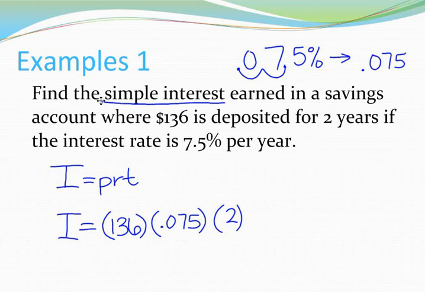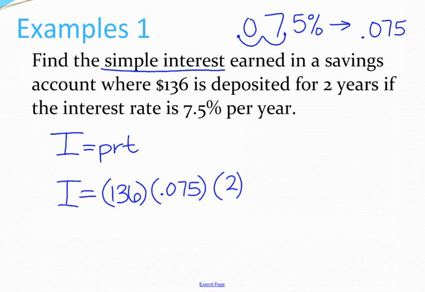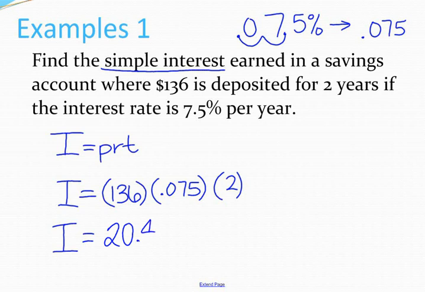And I get an answer of I, which is my interest, equals 20.4. Now that is dealing with money. Interest is money. So I need to make it look like money by adding my 0 to the end, because money has 2 places after the decimal, and my dollar sign. So I found the simple interest. It is $20.40 that will be earned for that savings account.